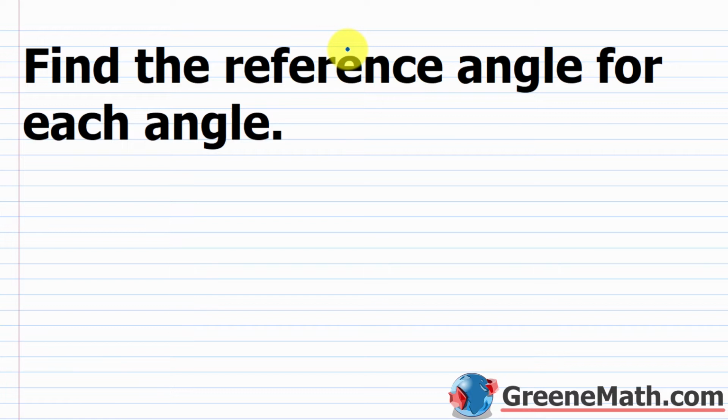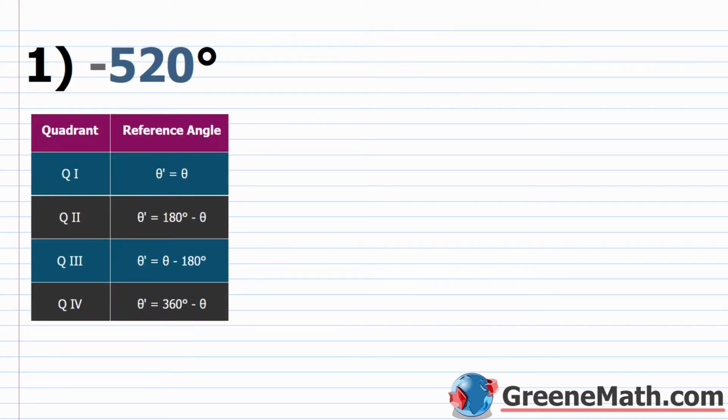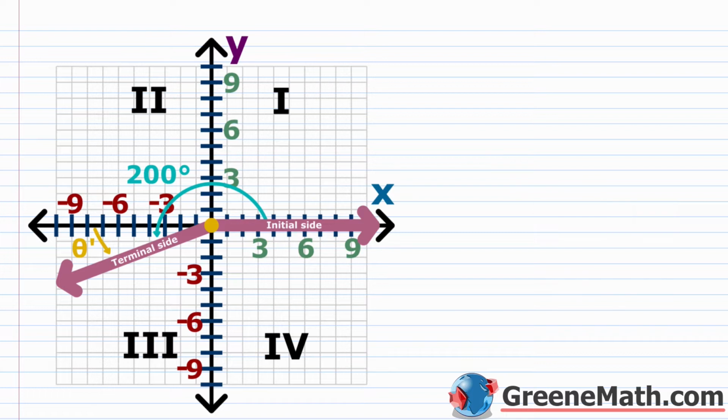All right, let's take a look at the practice test. So we want to find the reference angle for each angle. And for the first problem, we're going to start with negative 520 degrees. We could use this little cheat sheet here, but I think it's probably better to look at a little sketch in case anybody's struggling. So for this one, let's start off with the angle.